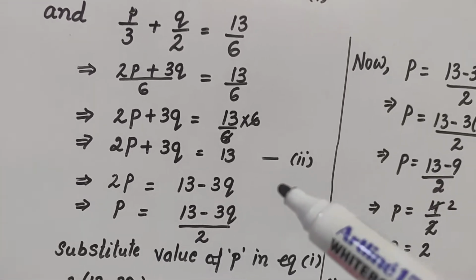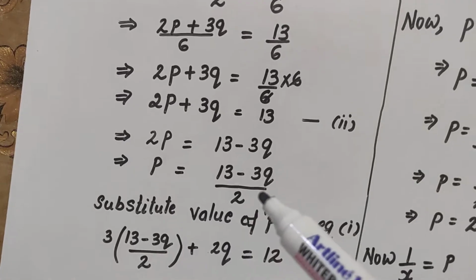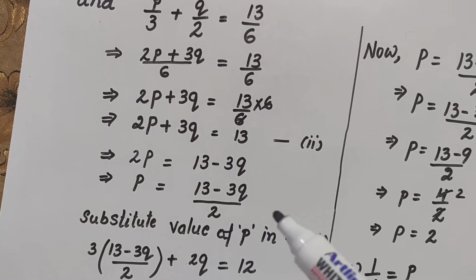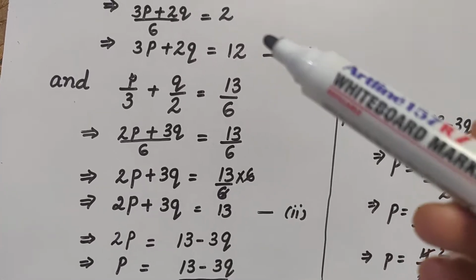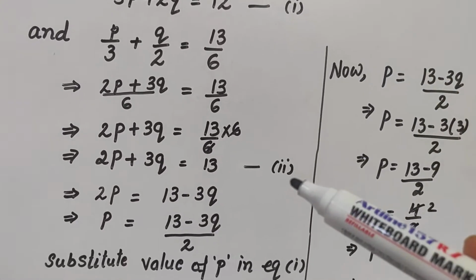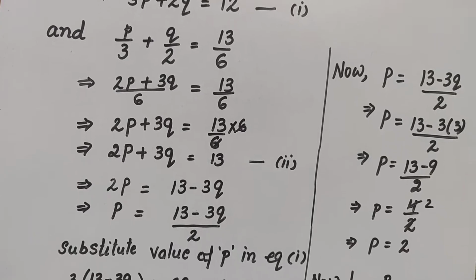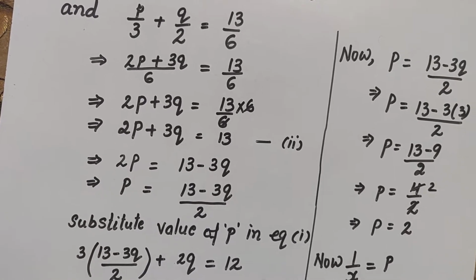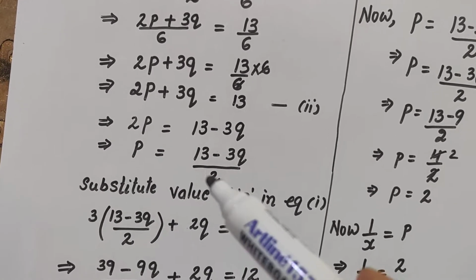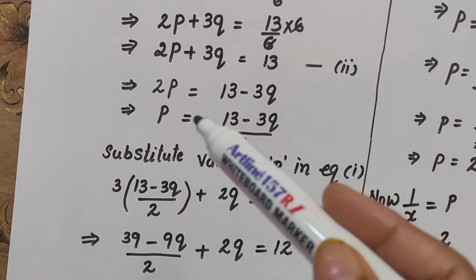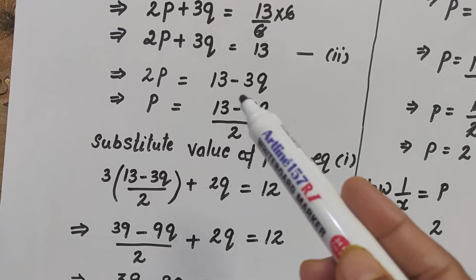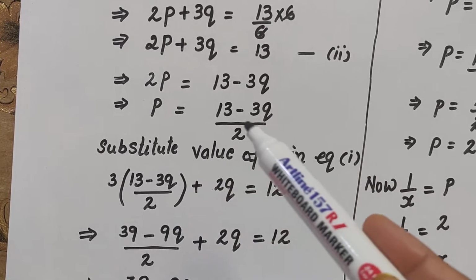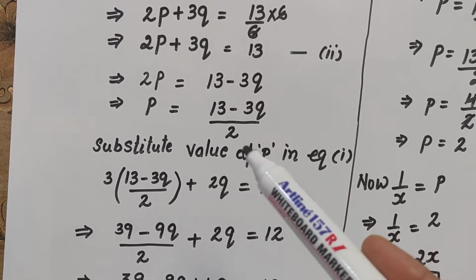So from here, I have calculated the value of p because I want to use the substitution method here. Children, you can use the elimination method also. You have got equation 1 and equation 2. You can go for the elimination method also. This is perfectly your choice. I have taken up the substitution method. So I have found the value of p here. 2p is equal to 13 minus 3q. So p is equal to 13 minus 3q upon 2.